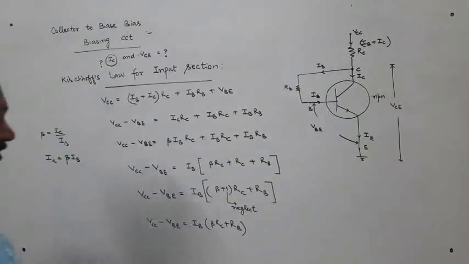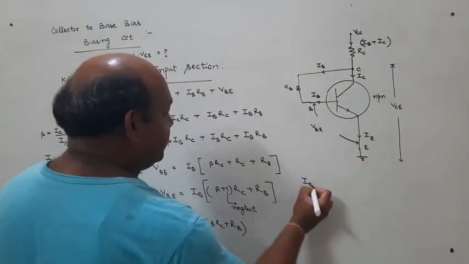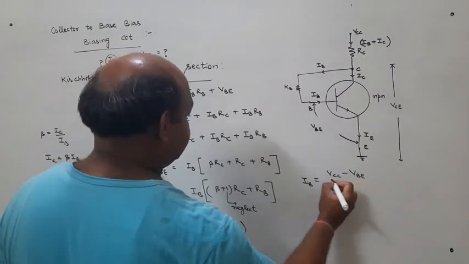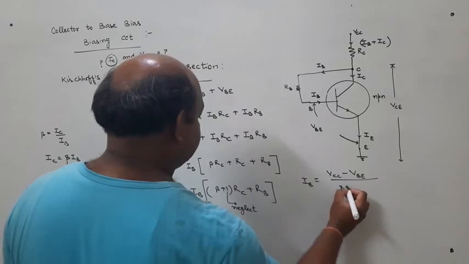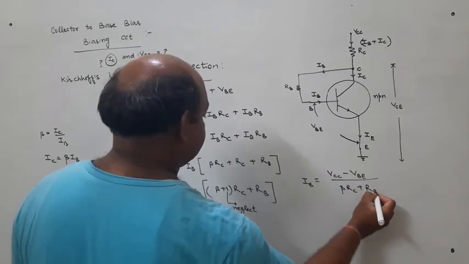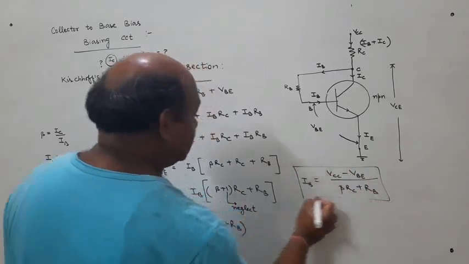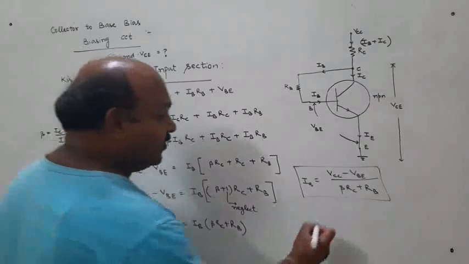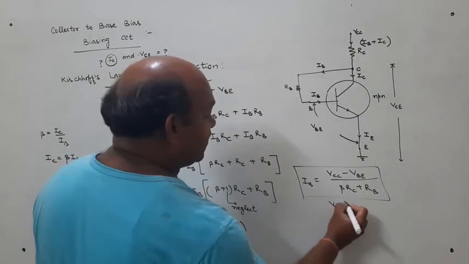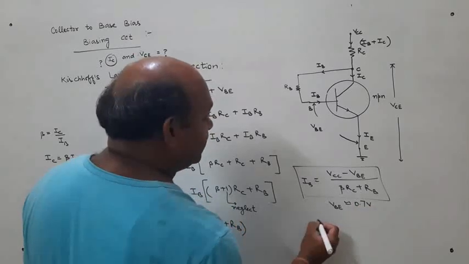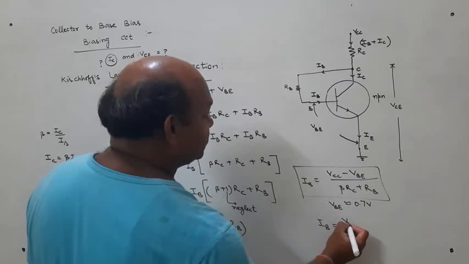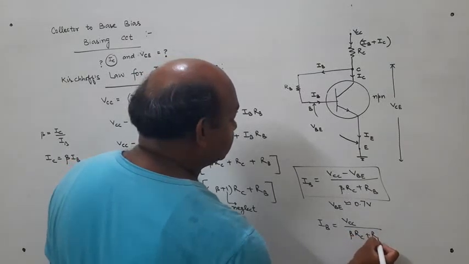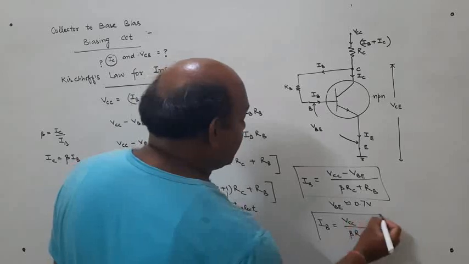So from this formulation we can get the value of IB as, so this is the formula for IB. And as we know VBE is of the order of 0.7 volt, a very small value. So neglecting this, we can also write it as, so this is the value of base current.